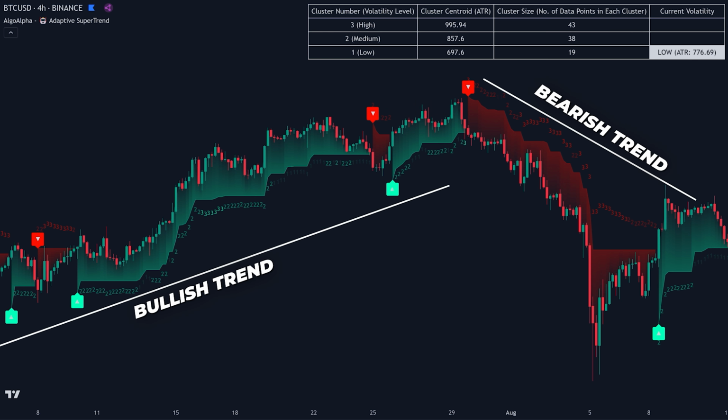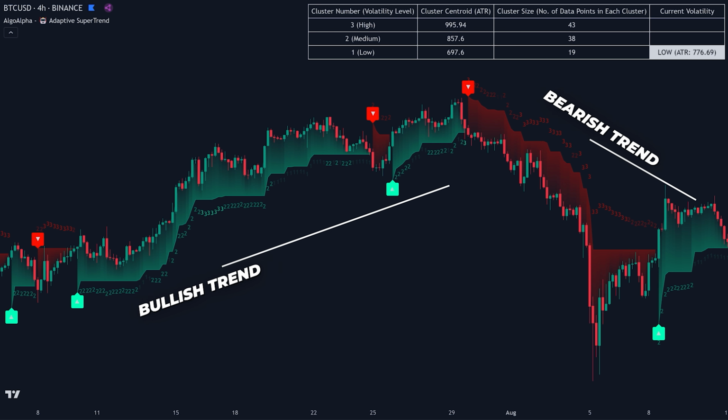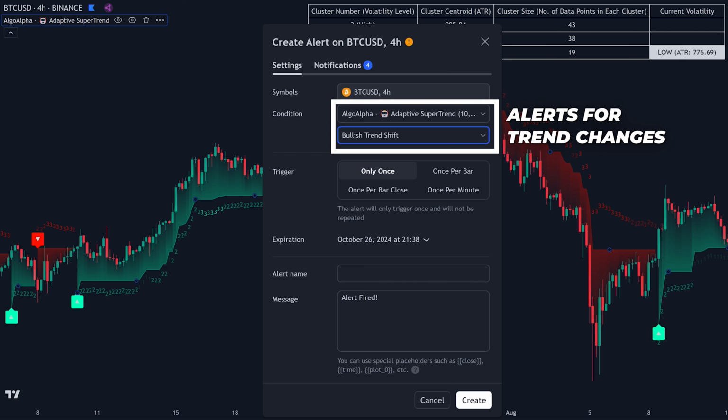Real-time trend shifts highlight when the market moves from bullish to bearish or vice versa. The indicator uses green labels for bullish trends and red labels for bearish trends, making it easy to spot potential opportunities. Alerts for trend changes can be set to notify you when a trend shift or volatility change occurs. This way, you won't have to constantly monitor the charts and can still stay on top of key market moves.